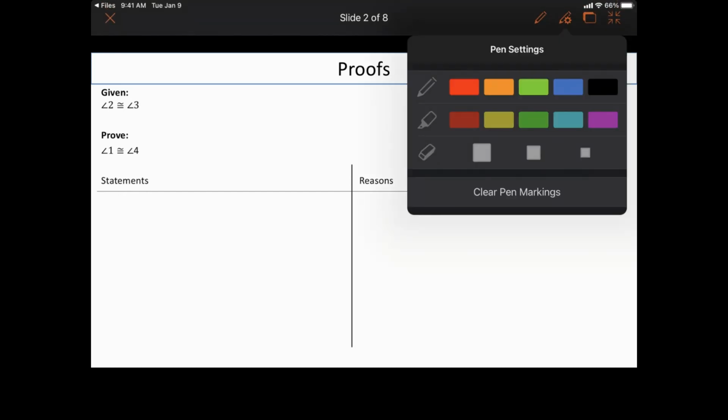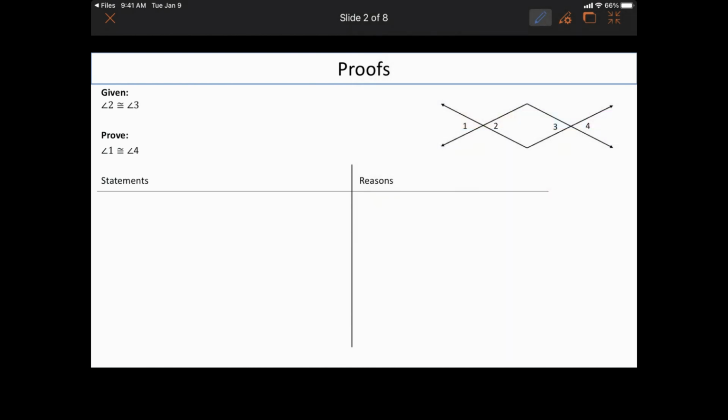Take a moment. And that's one of the first things. You really want to look at everything. You want to look at your given. You want to know what you're proving, and you really want to look at your diagram and see how those things are connected or if they are. Okay, so I'm going to go to the diagram. I like to label my given one at a time.